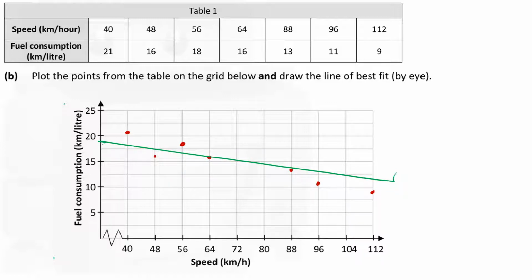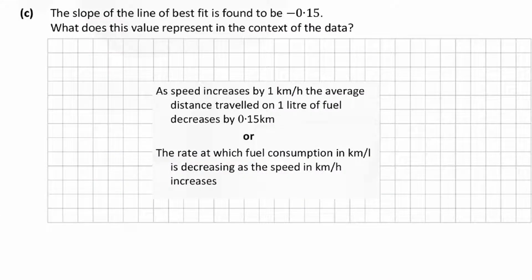Okay, so this is a little bit better. So what I'd envisage is that it would actually go through these two points here. If you notice, it's going through this point here and this point here, and that's roughly the line of best fit. So the slope of the line of best fit is found to be minus 0.15.